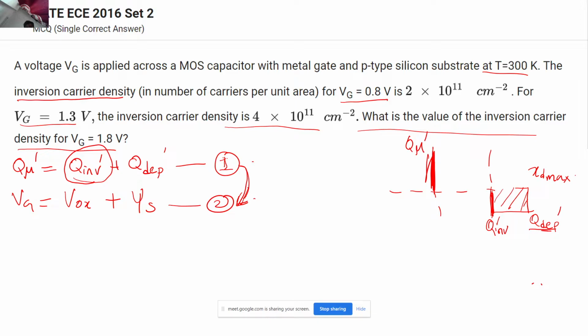Guys, any suggestions? Can I use the capacitance formula? Yeah, exactly, correct. So what is Vox? So Vox is what? Qm dash upon Cox dash, right?